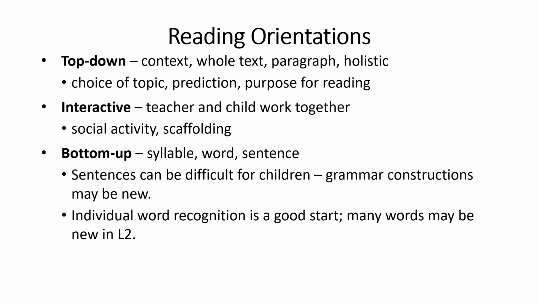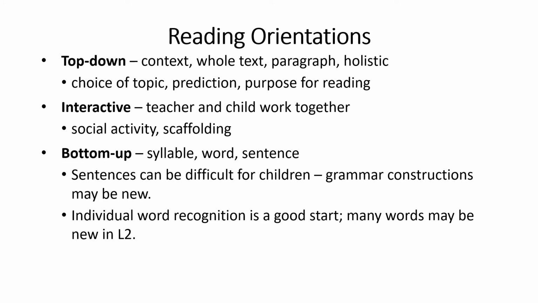Now let's begin to think how to approach reading. There are three orientations to approach reading. The first one is top down, which means that a lot of context is given to the students and they are taught how to read the whole text holistically. They are not going to read each and every word and try to understand. They are going to make sense of it through the pictures which are given on the page and so on. But this requires careful choice of topic and they need to have a clear purpose for reading.